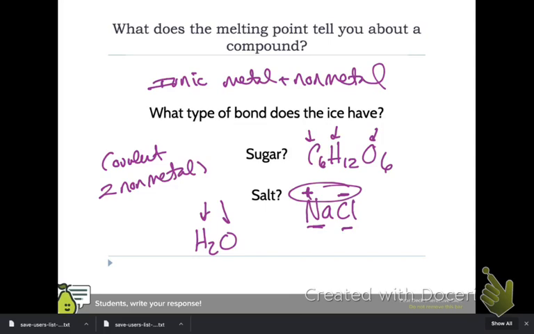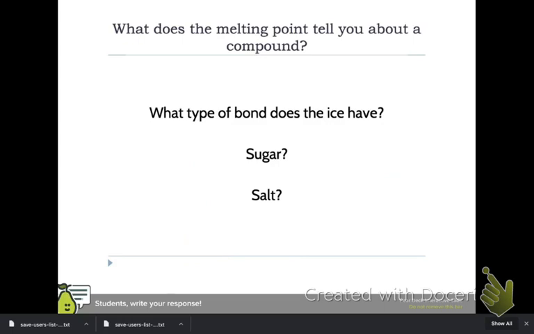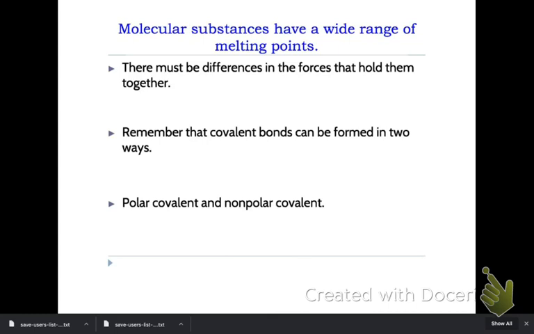The sugar and the water were able to be melted, but the salt was not. So even though we have an ionic versus a covalent, we still had differences in the melting times of the sugar and the water, even though they were both covalent. Since there are differences in their melting points, there must be differences in the forces that hold them together. So we're not just looking at a covalent bond, we're looking at something else.